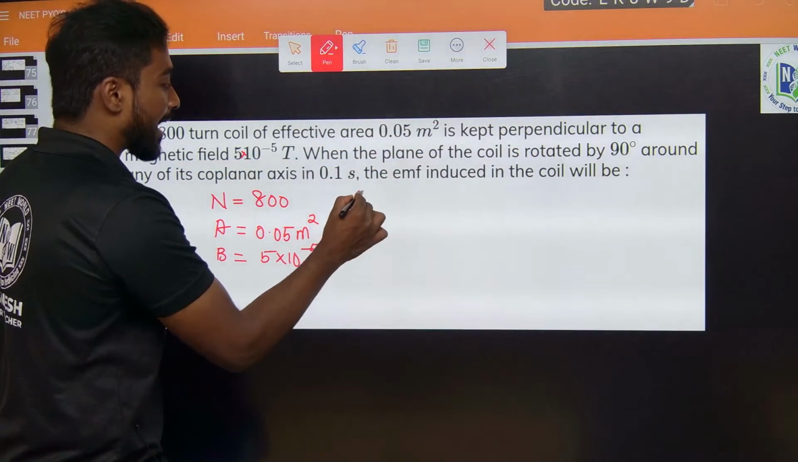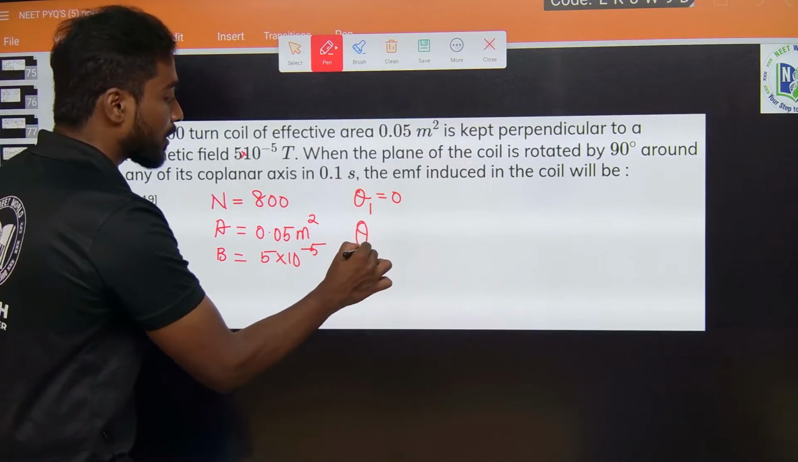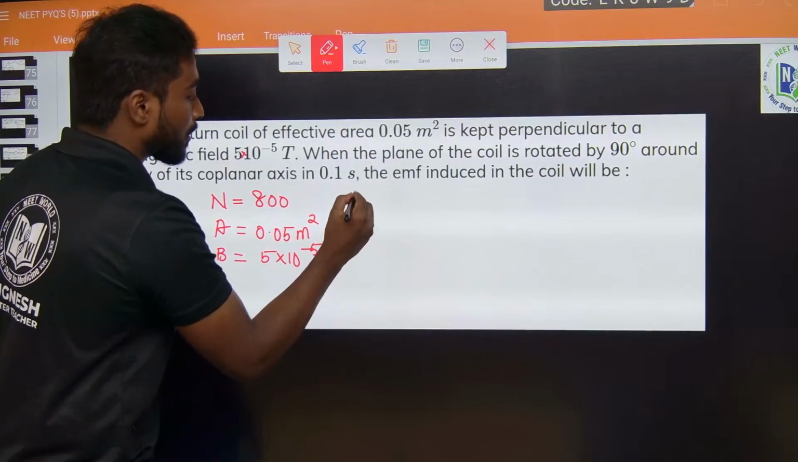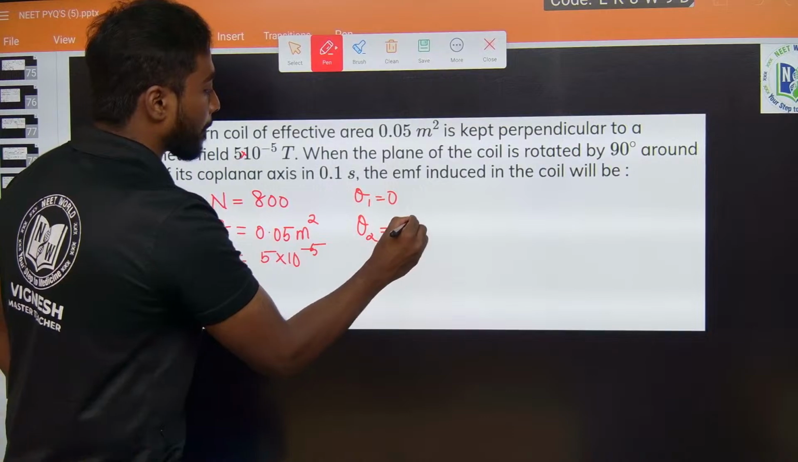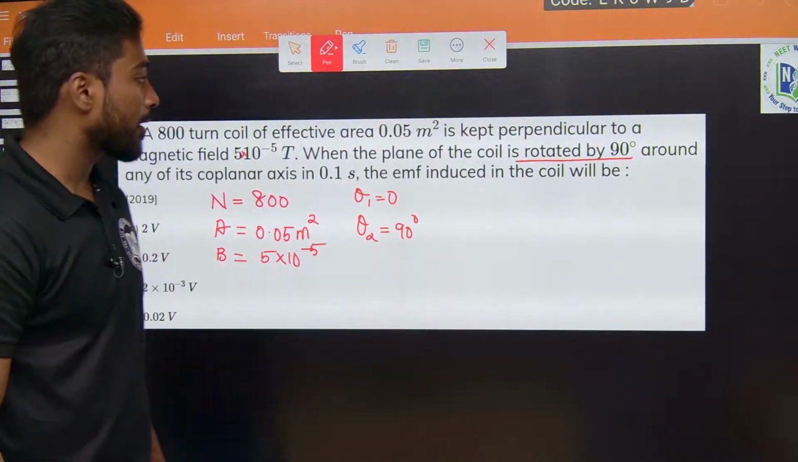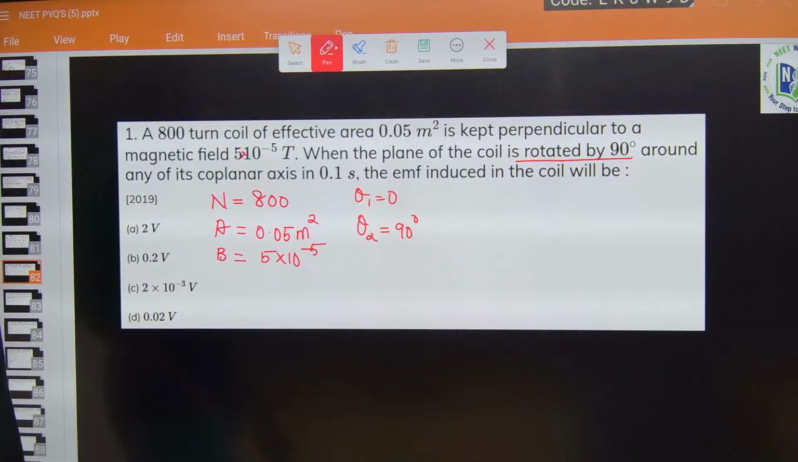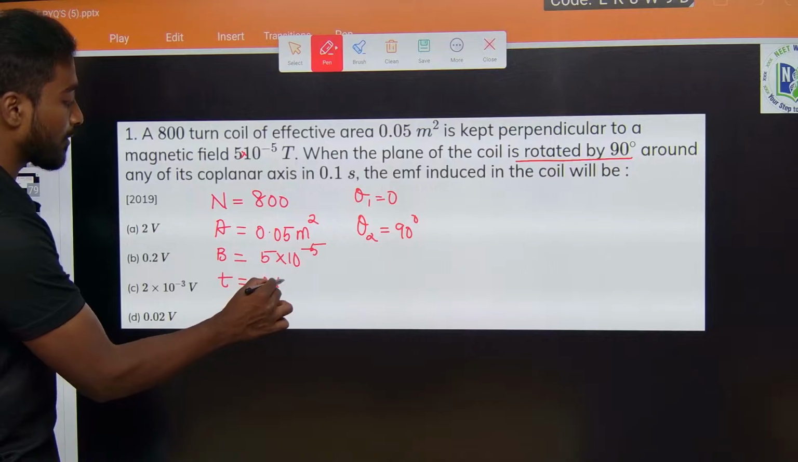So, initial angle will be 0, right, theta 1. What about the theta 2? Theta 1 is equals to 0, theta 2 is equals to 90 degree, okay. That is what they have said, like rotated by 90 degree around any of its coplanar axis. T is equals to 0.1 second.